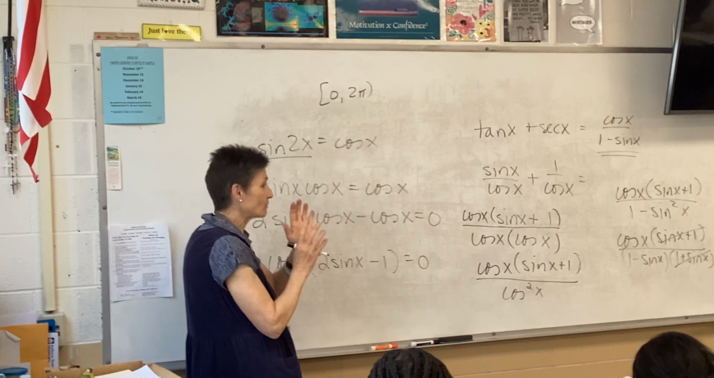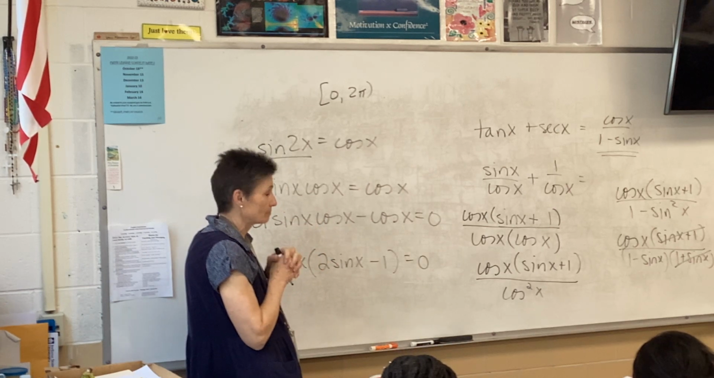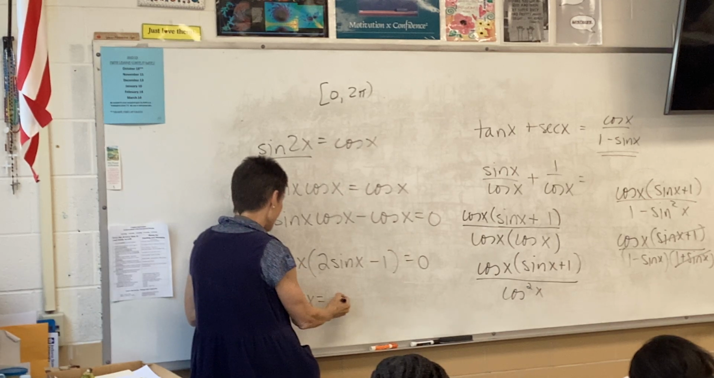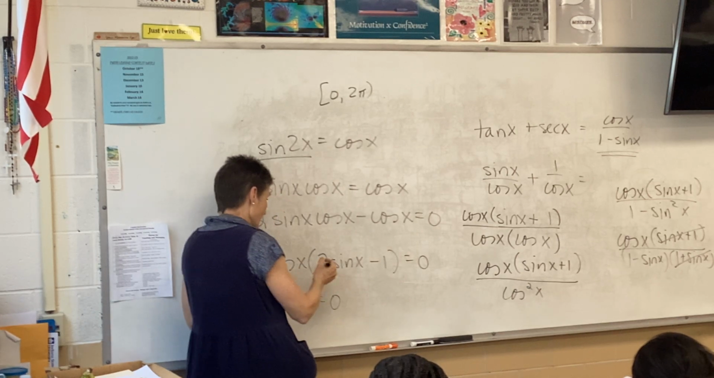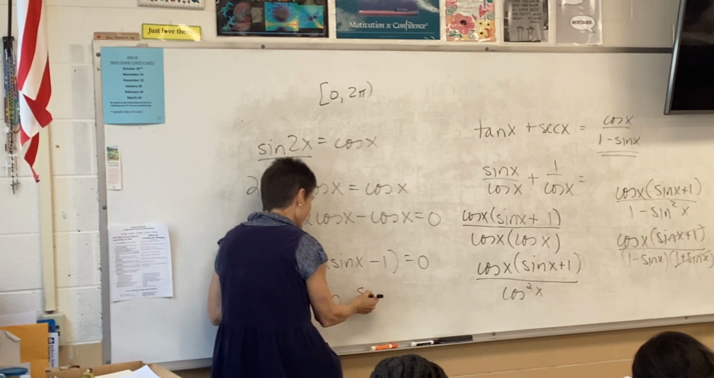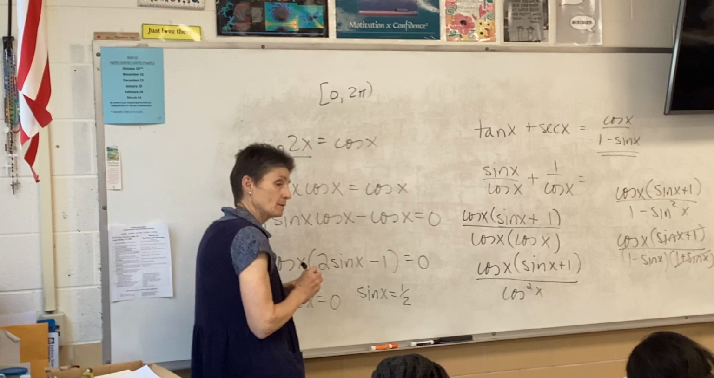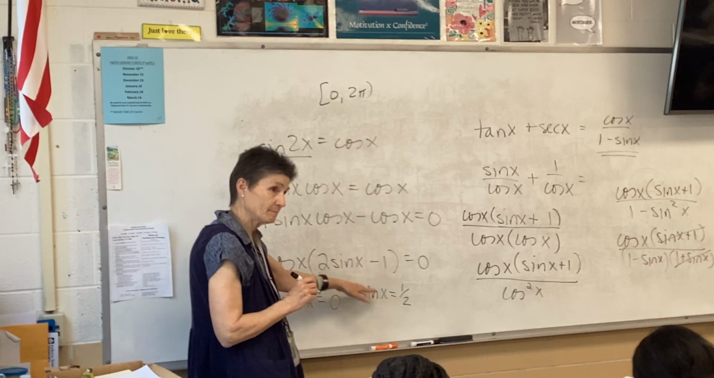Now what do I do after I get a factor? Set it equal to 0, so cosine equals 0. And if I do a little work here, sine equals 1/2. Is that all right with everybody? Everybody get that?